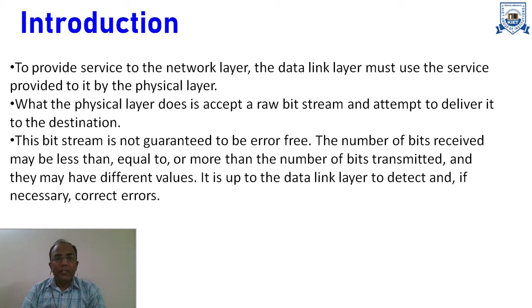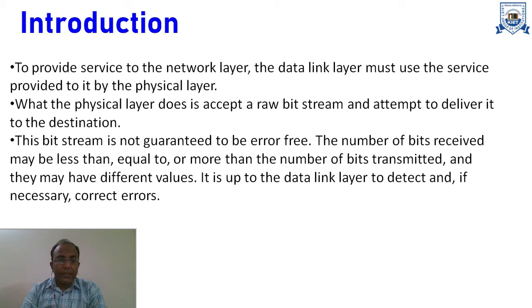To provide services to the network layer, the data link layer must use a service provided to it by the physical layer. Now what does the physical layer do? It accepts the raw bit stream and attempts to deliver it to the destination. This bit stream does not guarantee an error-free segment.